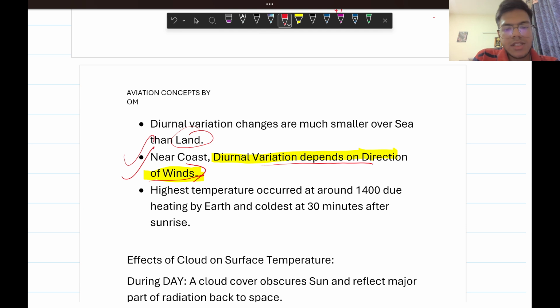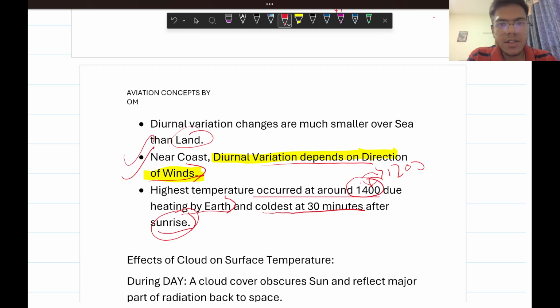Okay. Now guys, see, this is a quite amazing fact that highest temperature occurs at around 1400, at 2 in the afternoon, due to heating by earth, because earth is very heated, and we know that our earth is not heated by sun radiations or by solar radiations. Earth is heated by radiations of earth itself. Okay. And coldest at 30 minutes after sunrise. Now guys, you will ask me why it is not at 12:00 and why it is coldest after sunrise.